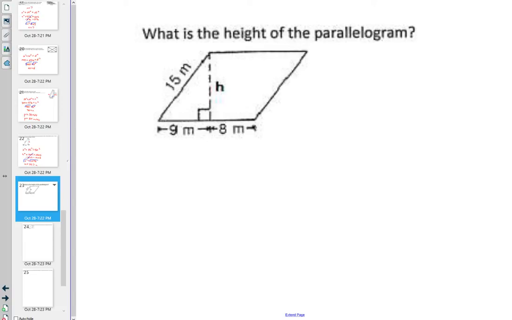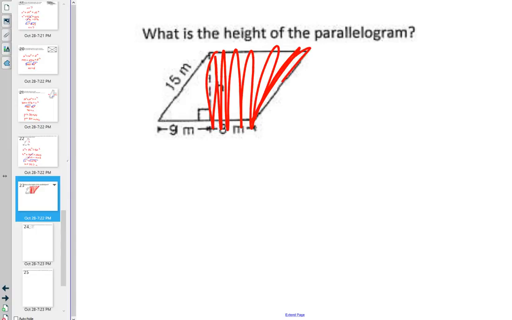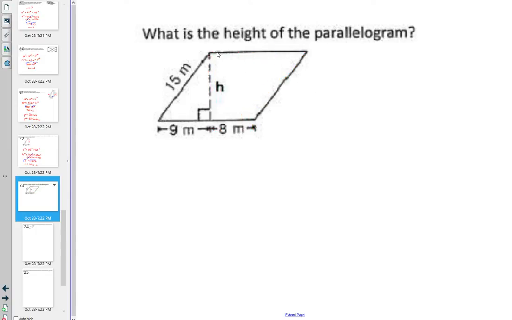Maybe we can do 2 more. What's the height of the parallelogram? So if we ignore all of this part here of the parallelogram, we have a right triangle. What part of the right triangle is the height? Which side? Leg. It is a leg. So height squared plus what's the other leg? 9. Good. Is equal to 15 squared.